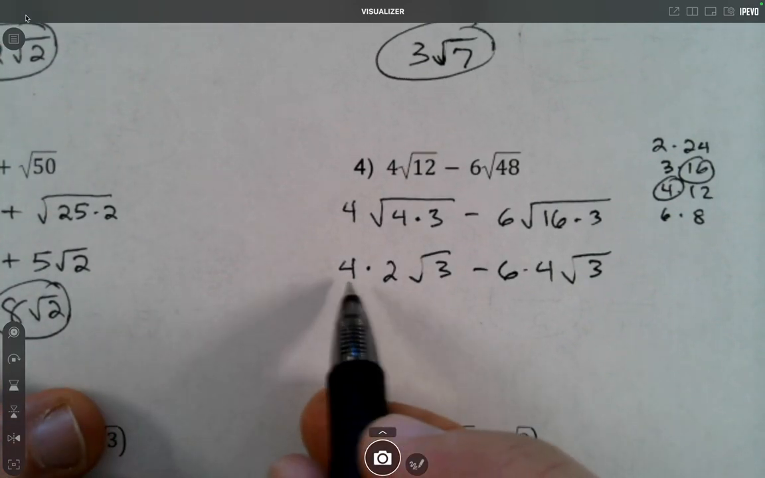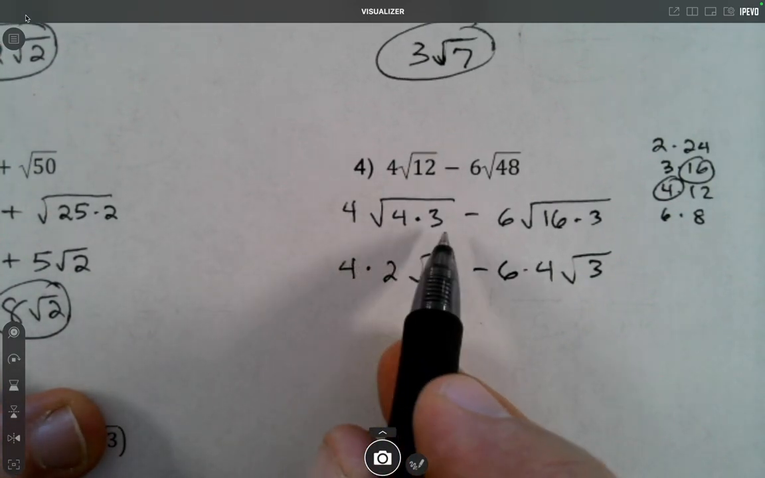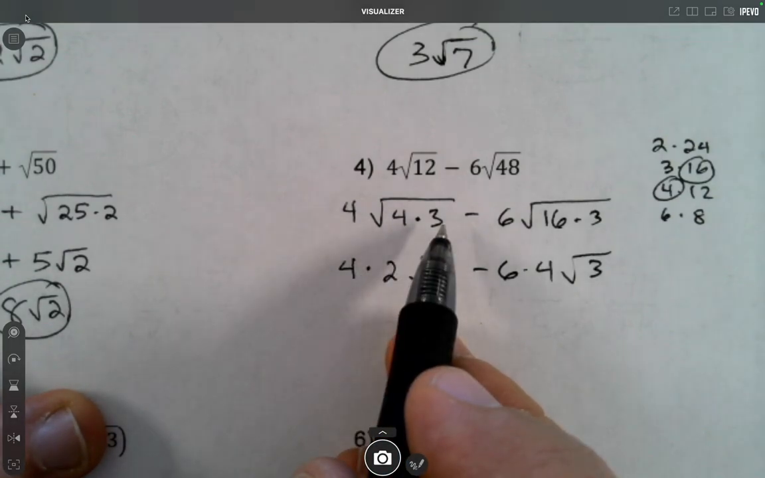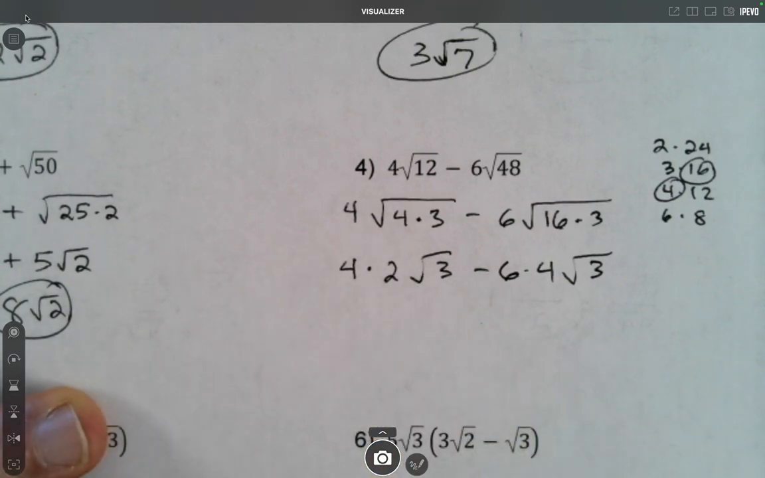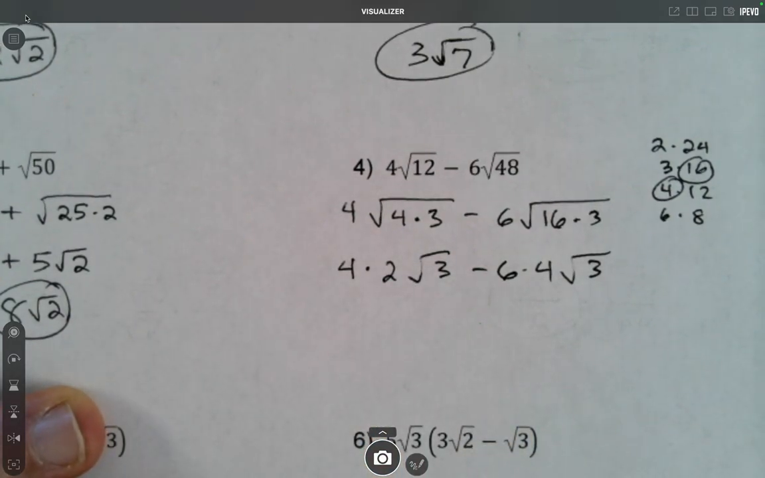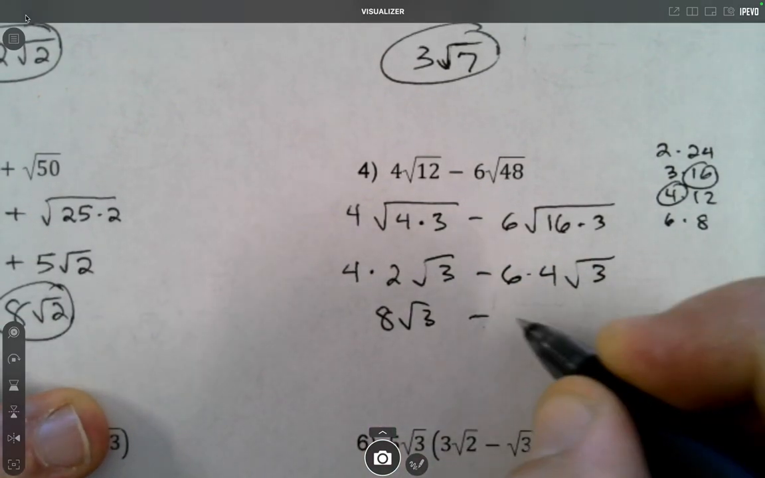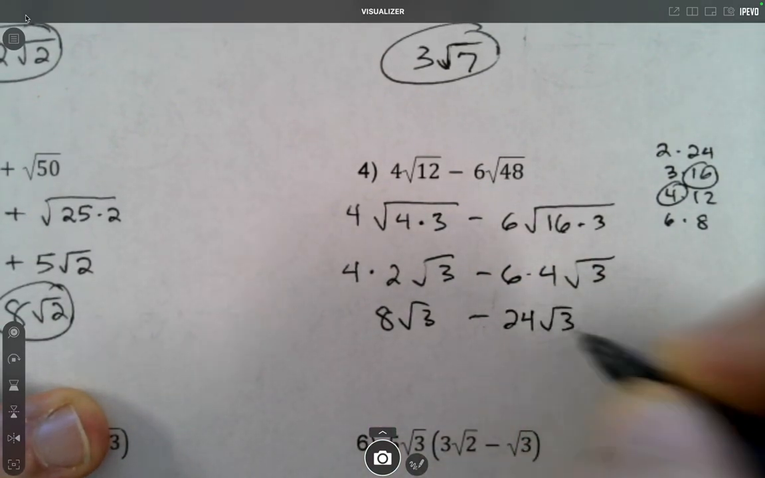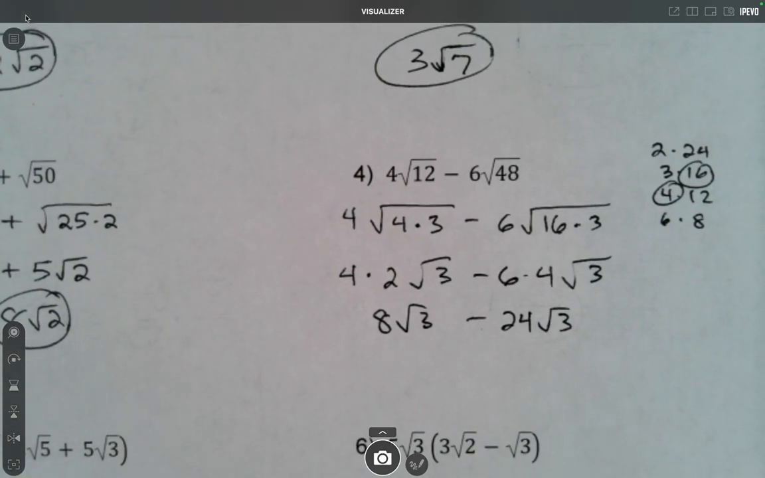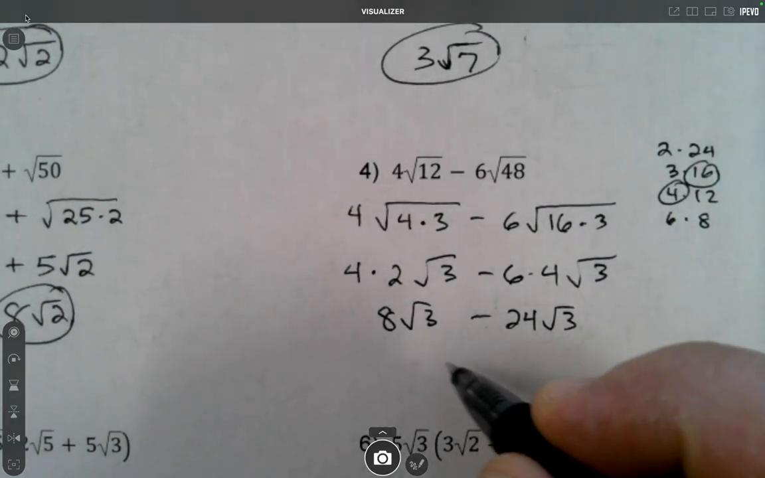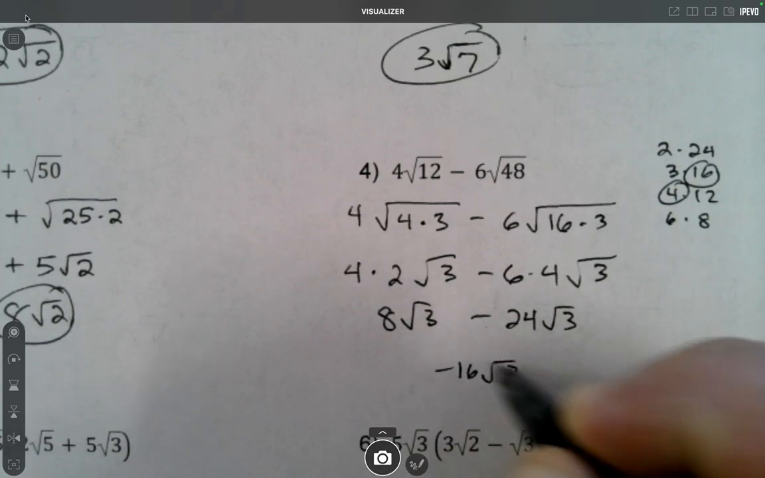Now we do need to multiply these together because this is all multiplication. This is really 4 times the square root of 4 times the square root of 3. But I know the square root of 4 is 2. So I get 4 times 2 is 8. 6 times 4 is 24. So I get 8 square root of 3's minus 24 square root of 3's. So I'll end up with a negative because 8 minus 24 is negative 16. So it'll be negative 16 square root of 3.